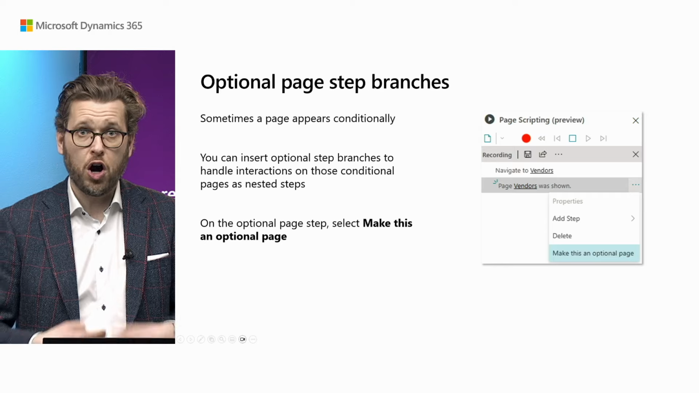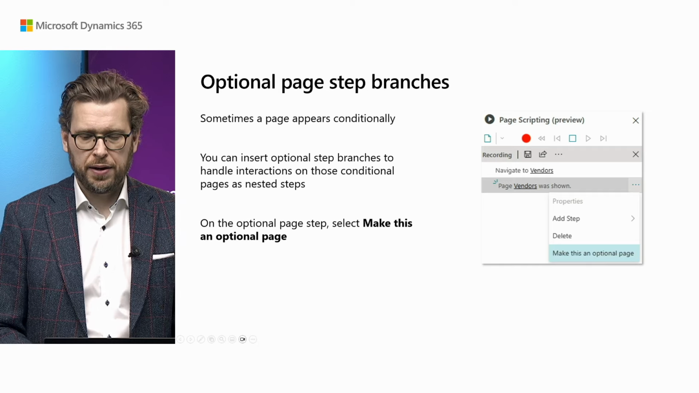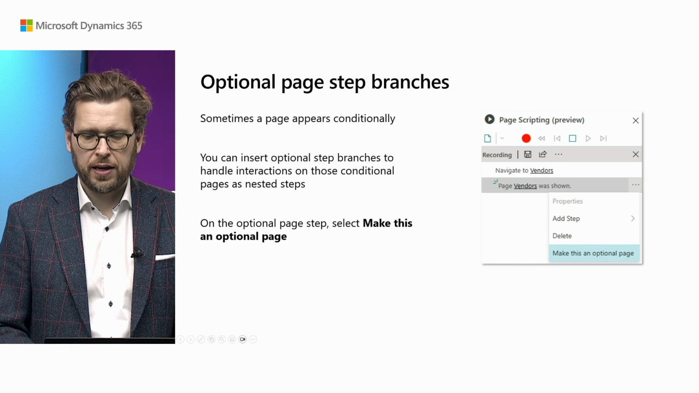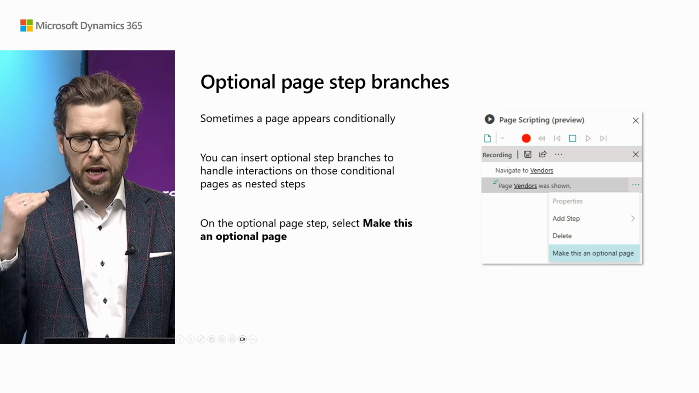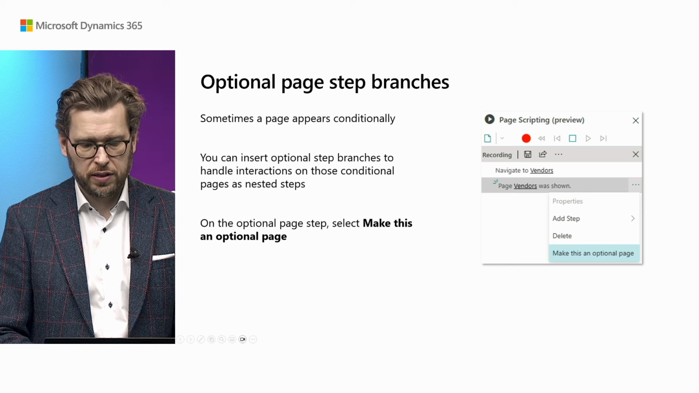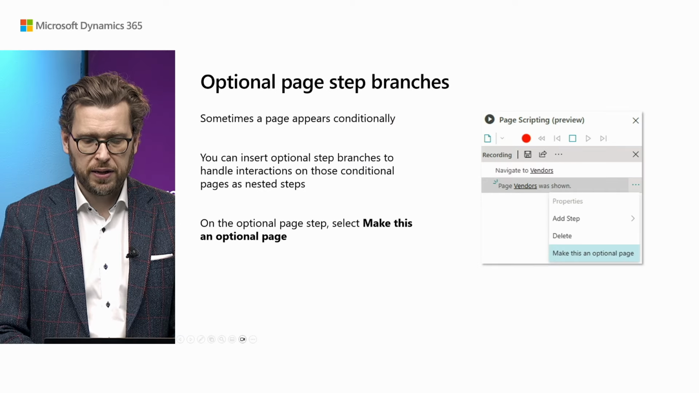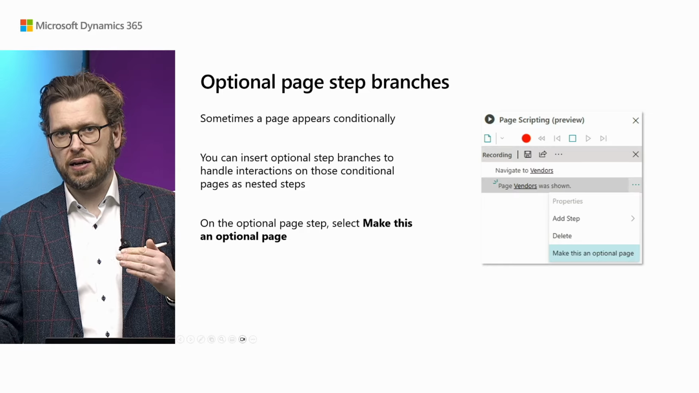Let's jump to the related concept of branching, but for optional pages, right? So sometimes in a flow, a page will appear, but conditionally. It's not always appearing. It's because of something else, right? And again, you can insert a branch, but now you make that page that appears an optional page. So you see here in the screenshot that I select from the context menu on the step in the page scripting pane to make that an optional page. And that basically means that all of the steps that I record from there on until I exit the branch will only happen if that page is shown.